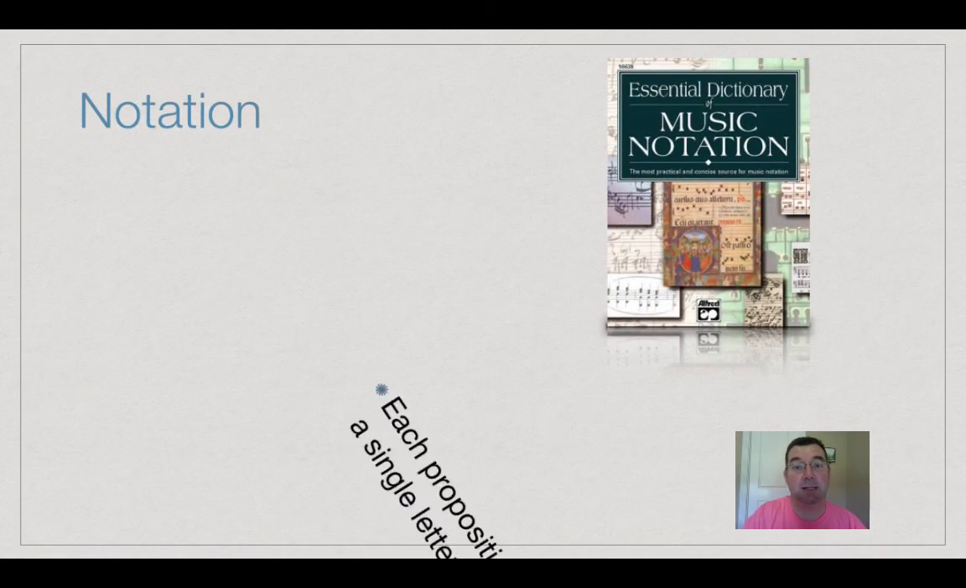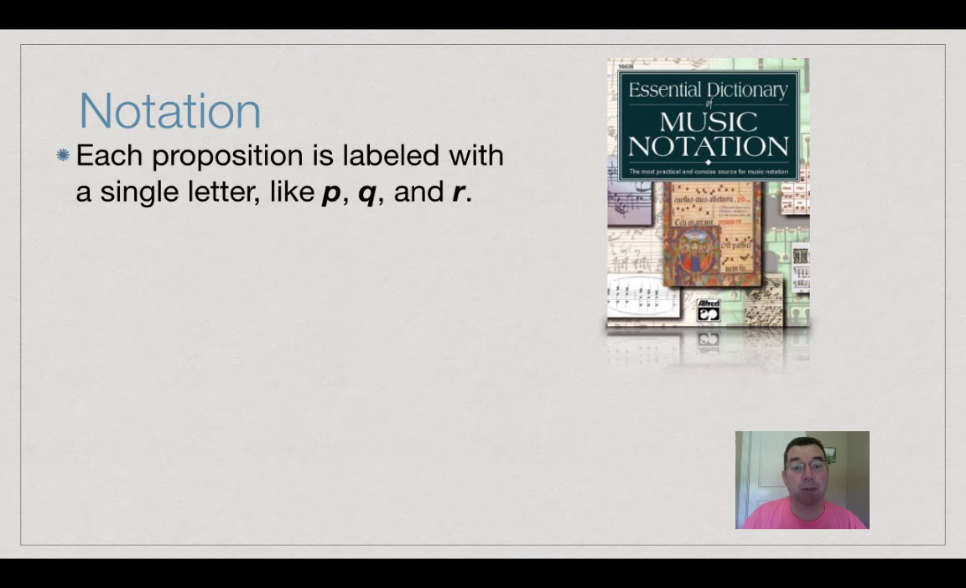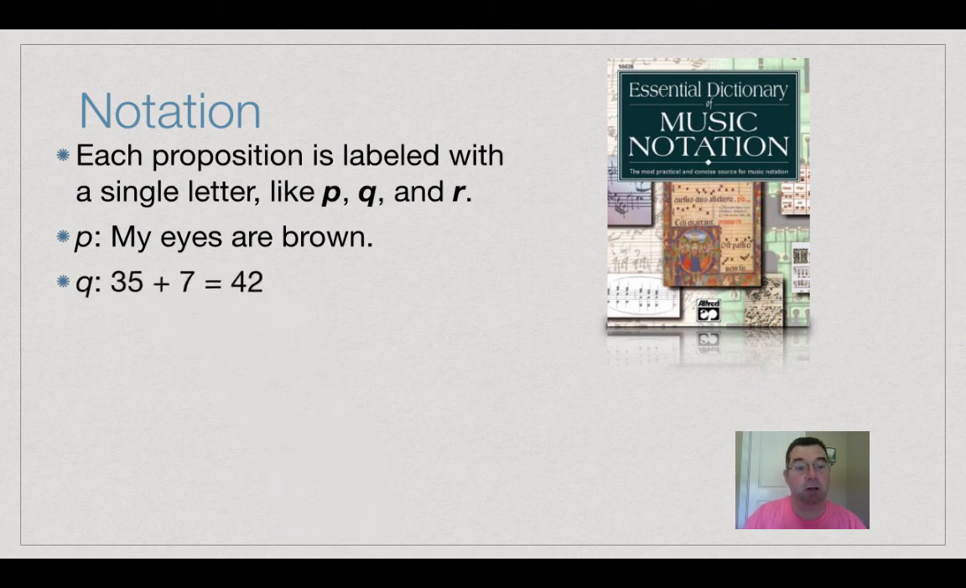All right, and so now let's look at some notation. Every proposition is labeled with a lowercase letter like P, Q, and R. Those are the ones we're going to see most often. So a proposition I could say is my eyes are brown. Another proposition I could say is 35 plus 7 equals 42. And another proposition I could say is X is an integer.